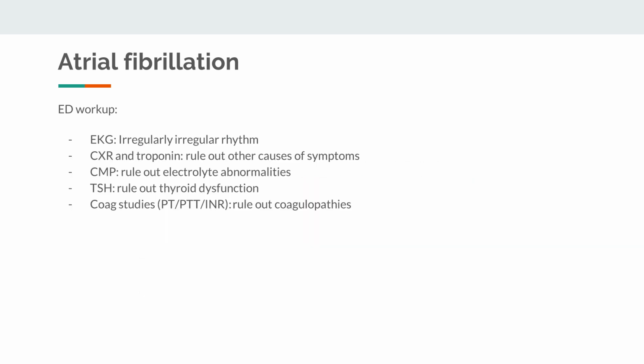In addition to the EKG, further workup in the ED will typically include a chest x-ray and lab testing to rule out other abnormalities. We will look at things like troponin, get a CMP to rule out electrolyte abnormalities, TSH to rule out thyroid dysfunction, and a coagulation study to evaluate the PT, PTT, and INR in order to rule out abnormal coagulopathies. Differential diagnosis for AFib will include other arrhythmias such as SVT, atrial flutter, or WPW.